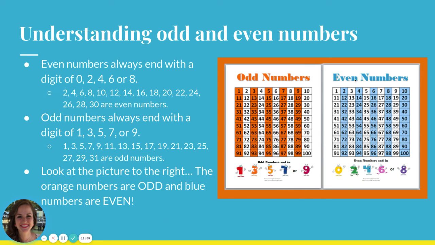Okay, and then looking over at our even numbers, same thing. So our even numbers, like we said, it's a 0, 2, 4, 6, or 8. So I have 2s, my numbers ending in 2s, 4s, 6s, and so on. So good review from 2nd grade.